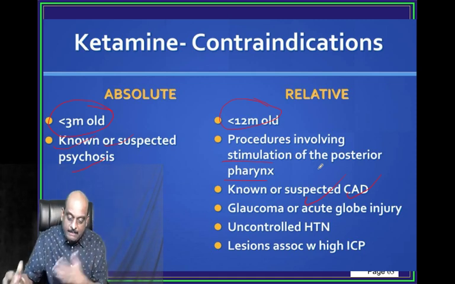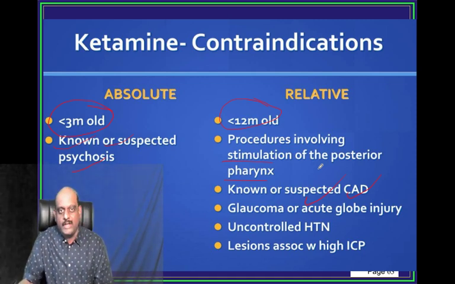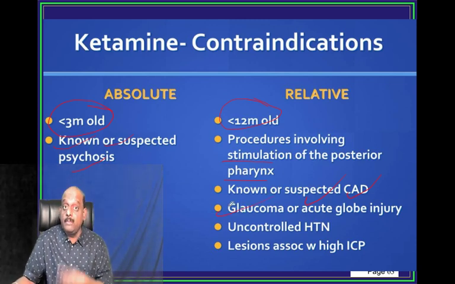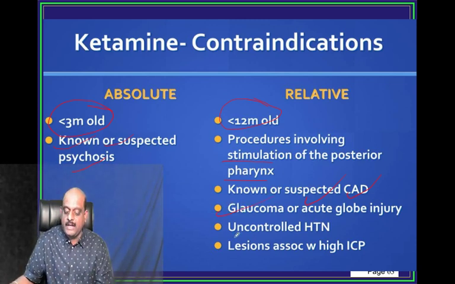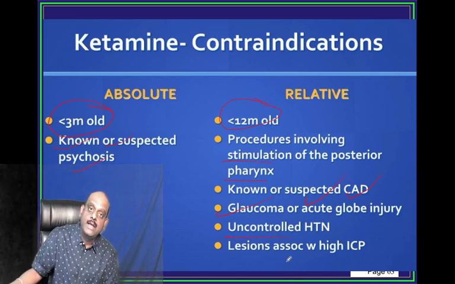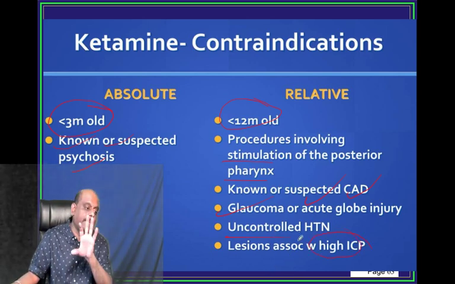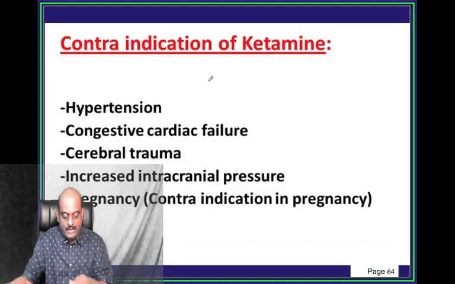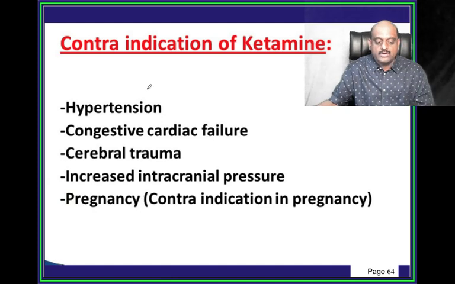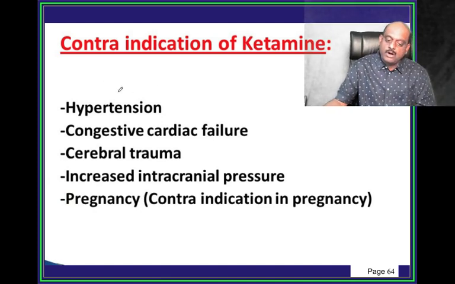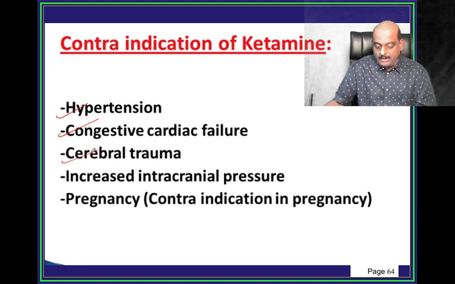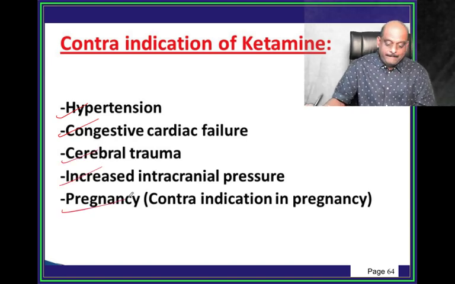this will increase the BP, it will increase the afterload on the heart and myocardial oxygen demand. Glaucoma, don't give because it increases the intraocular pressure, uncontrolled hypertension, and any brain space occupying lesion leading to raised ICP, don't give it. That is very important. Now, doctor, once more, what are the contraindications of ketamine? Hypertension, CHF, cerebral trauma, increased ICP, pregnancy.